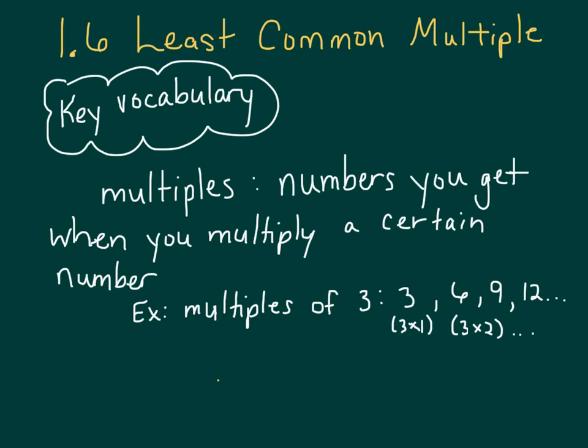1.6 is about least common multiples, and we haven't really talked about multiples yet much this year, but we're going to start by writing down that multiples are numbers you get when you multiply a certain number. So you can kind of hear with the word multiple that idea of multiplying. For instance, if you're looking at the number 3, then the multiples that you get when you multiply 3 by other numbers are 3, 6, 9, 12. And multiples can actually technically go on forever because you can multiply by any number and you'll always get a bigger number, which would be considered a multiple.